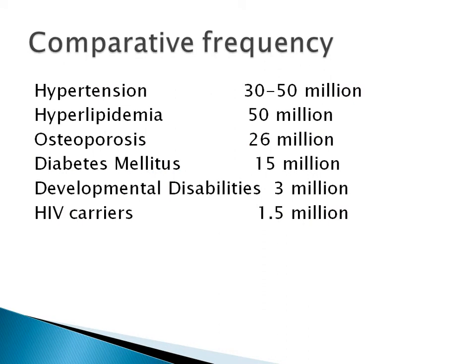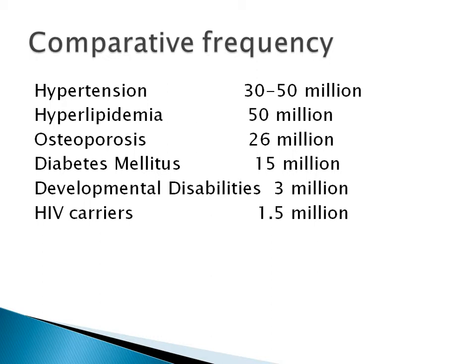Now you can see the third diagnosis down is osteoporosis. Just as a comparison of the frequency of osteoporosis with other conditions, for example, high blood pressure is a very common disorder. 30 to 50 million have that. Hyperlipidemia is another really common medical condition, 50 million people. Osteoporosis is right up there. It's pretty common, 26 million people. It's more common than diabetes.